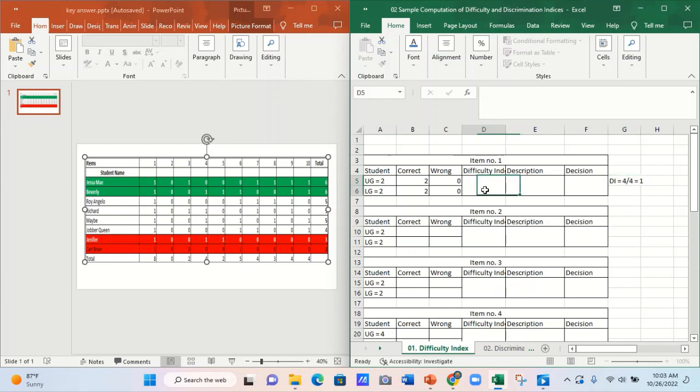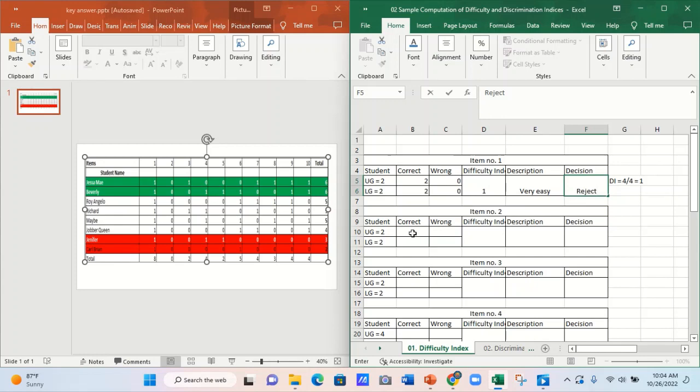Therefore, the difficulty index here is 1.0 ba na siya or 1. Now, based sa atong interpretation table, when we say 1 ang difficulty index, we describe it as very easy. And pag very easy gani ang item, we decide it as rejected. Rejection siya padulo. So ana lang ang process class sa item analysis for difficulty index.